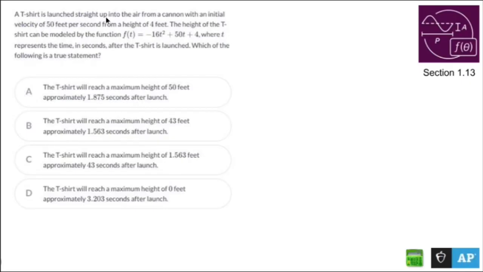A T-shirt is launched straight up into the air from a cannon with an initial velocity of 50 feet per second from a height of 4 feet. The height of the T-shirt can be modeled by this function right here.